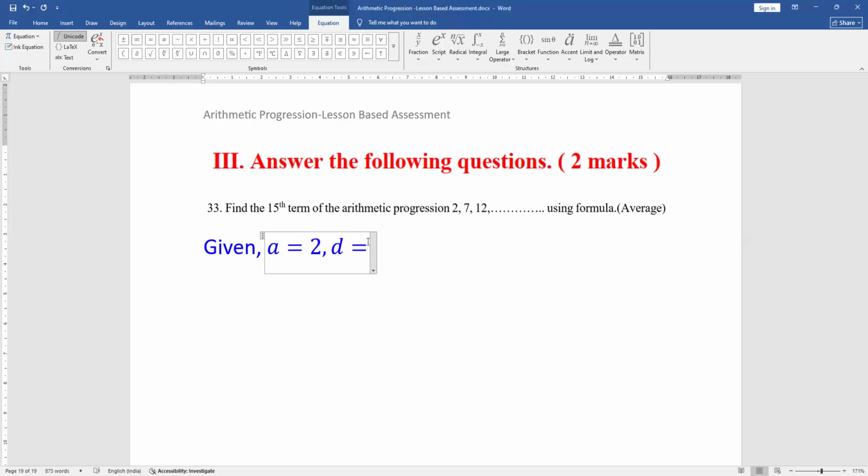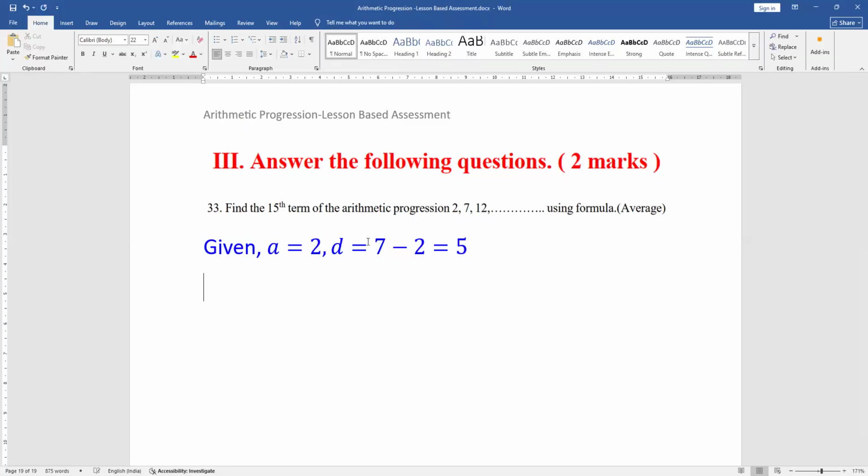How much? 7 minus 2. The second term minus first term. Second term is 7, minus first term is 2. So 7 minus 2 is 5. Next, what do we have to find? The 15th term, correct? So to find a15.